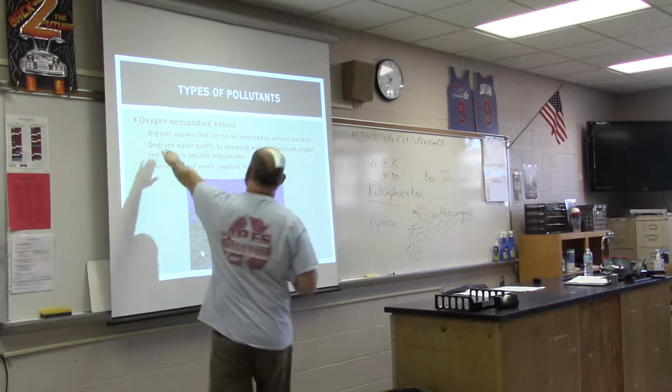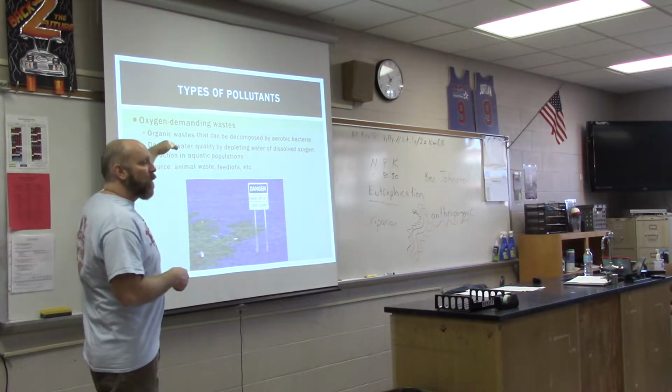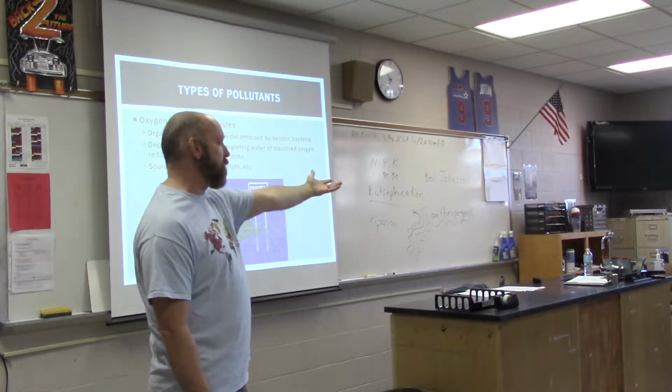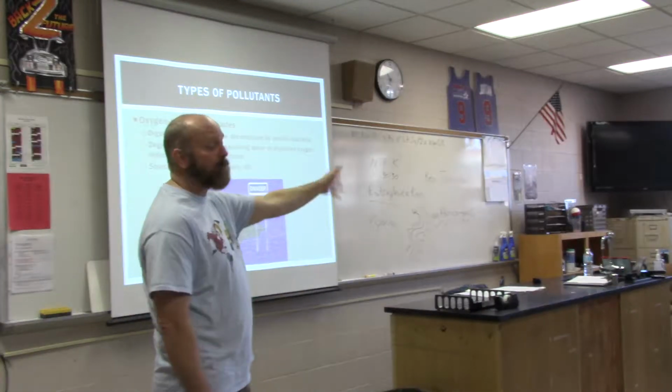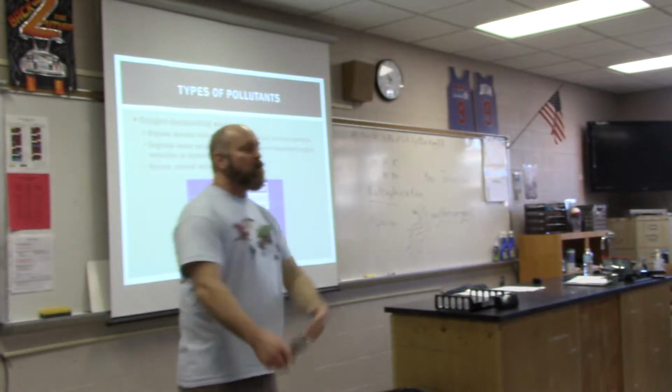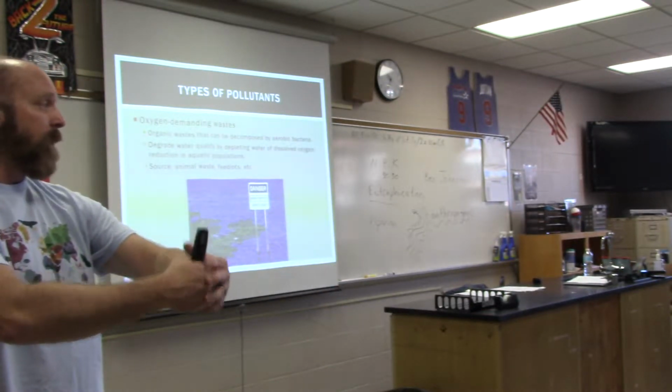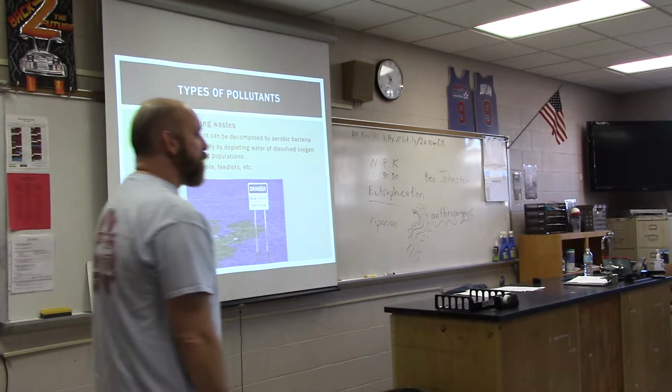Oxygen demanding waste. Get rid of the organic waste before it goes to the Tennessee River. And they use bacteria to do it, just like the bacteria would do it in the Tennessee River if you just put it straight in there. But we don't want it to happen there. We want it to happen in a tank on land where we can control it. And so that's what happens in a wastewater treatment plant.